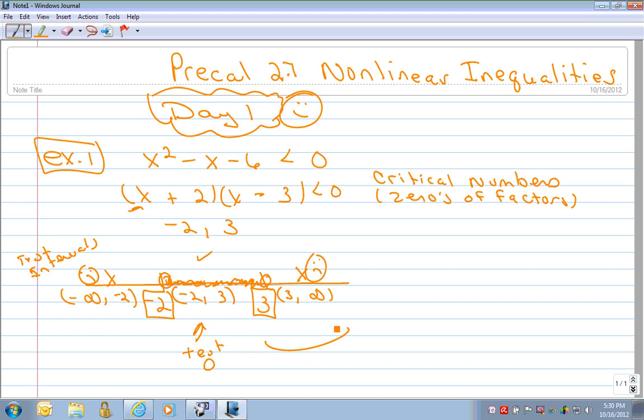So therefore, our solution set for this problem would be all the x values between negative 2 and 3, but not including negative 2 and 3. All right, let's go on to another example.